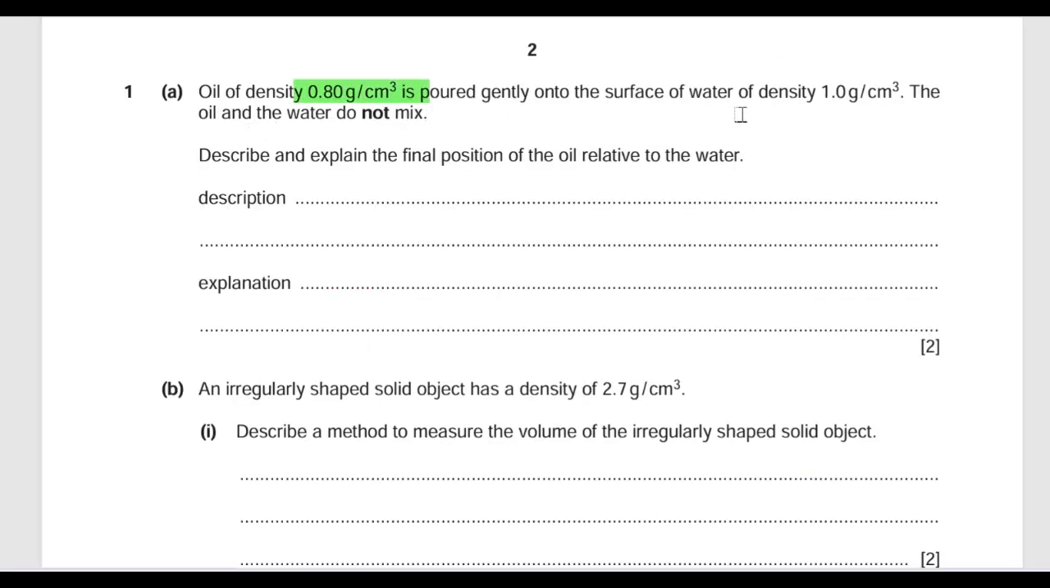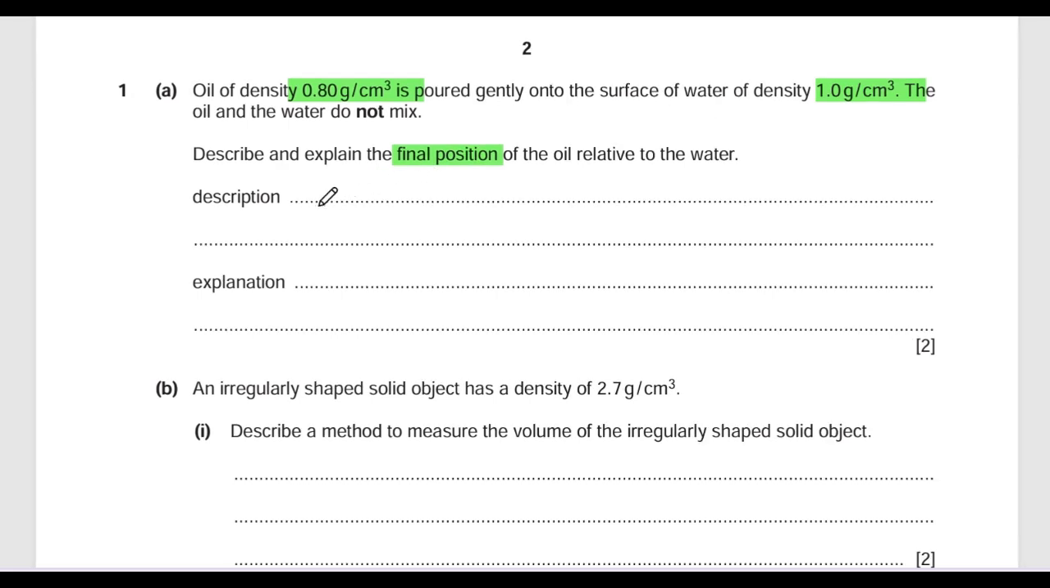In today's video we'll be doing paper 4 of IGCSE physics, October-November 2023. First question says that oil has density 0.80 and water has density 1 gram per centimeter cube, and when oil is poured into the surface of water it doesn't get mixed up. So what is the final position of the oil?